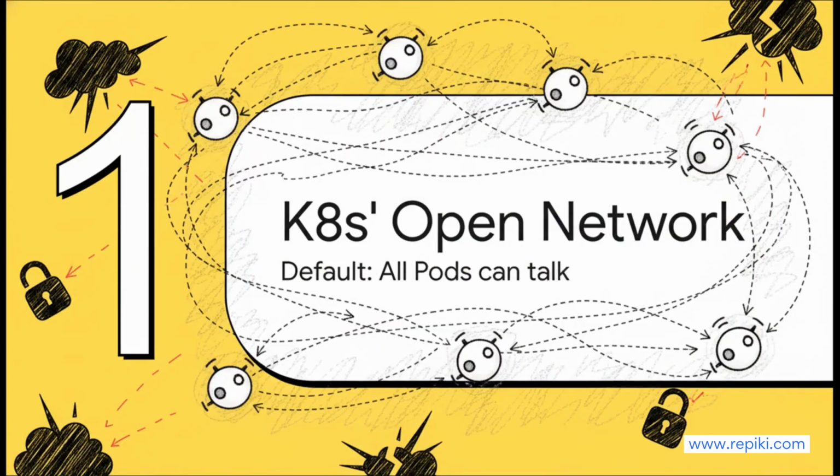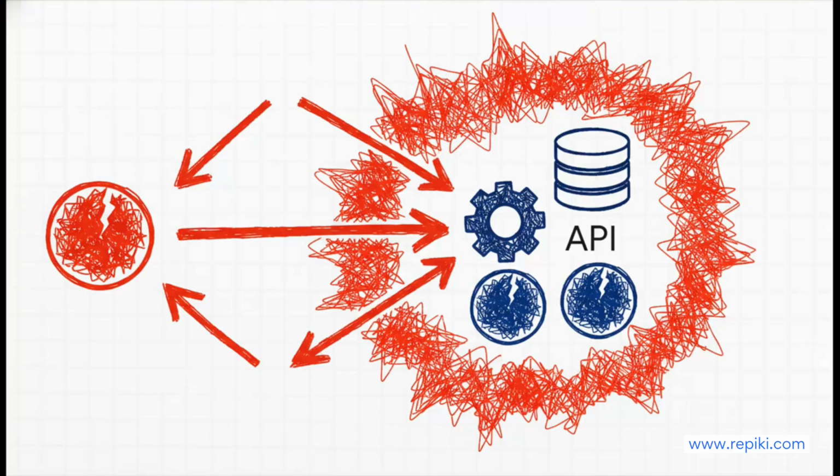So this default setup is what we call a flat network. Every pod gets its own IP address, and every pod can ping every other pod. Its biggest strength, its simplicity, is also its greatest weakness, because it allows an attacker to perform what's known as lateral movement. And this is where things get really, really scary.